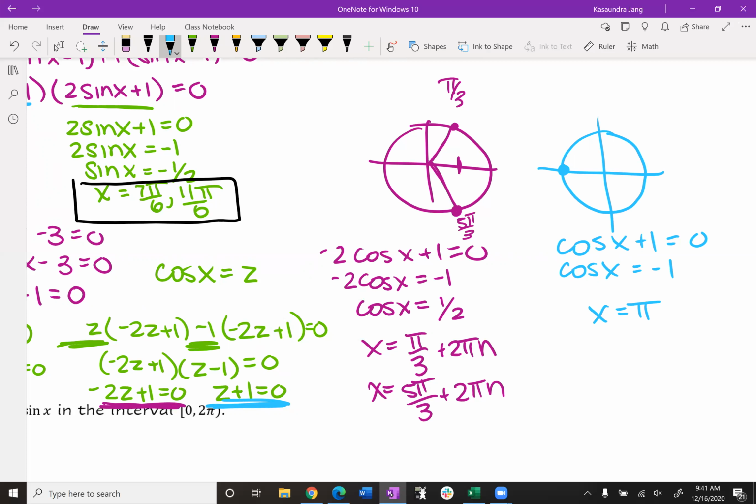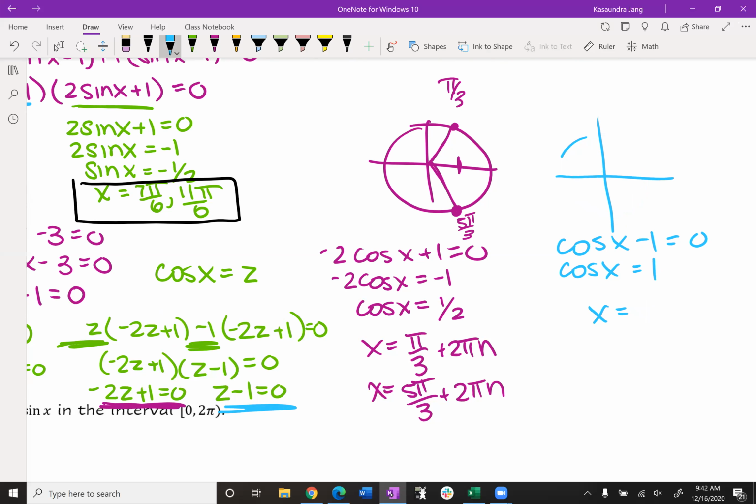Isn't it -1, not +1? Oh my goodness, thank you. Yeah, so you're talking about right here. I somehow wrote a z plus 1. Gotcha, thank you. Okay, got it. So that's gonna change this. It's gonna be a cosine -1, which means I add the 1 over to the other side. All right, so let's adjust this here.